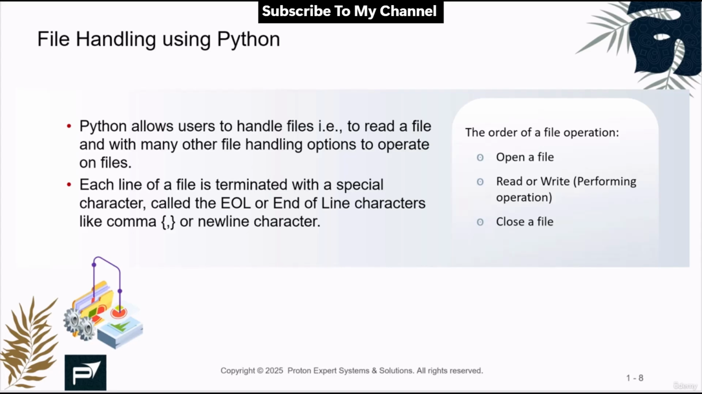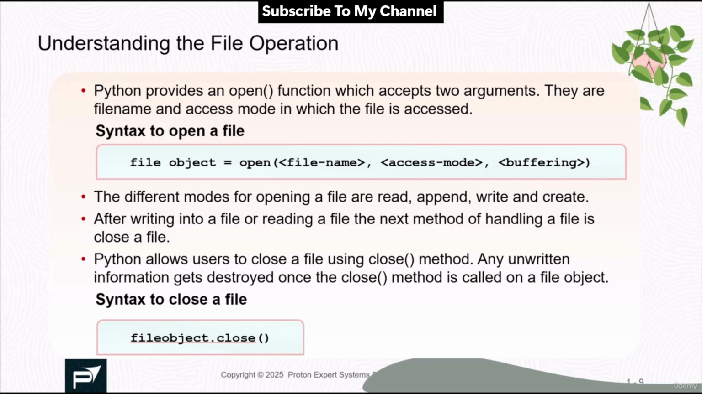Now let's understand what is file operation. Python provides an open function which accepts two arguments. They are file name and access mode in which the file is accessed. Syntax to open a file: file object is equal to open, file name, access mode and buffering. The different modes for opening a file are read, append, write and create.